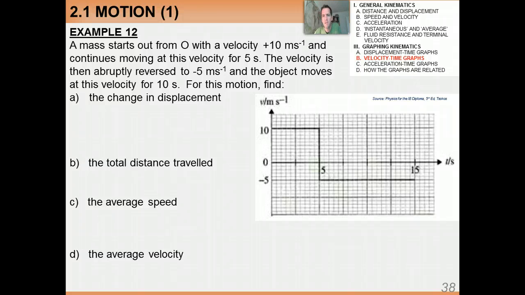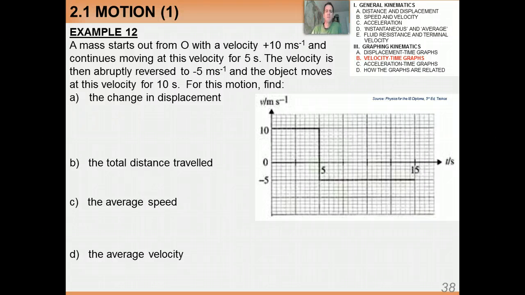Let's do a couple of examples. Go ahead and pause the video and try this one. Okay, a mass starts out from O with a velocity of 10 meters per second as depicted, continues for 5 seconds, the velocity is reversed to negative 5 meters per second, and the object moves at this velocity for 10 seconds. You should spend some time thinking about what this object would look like.